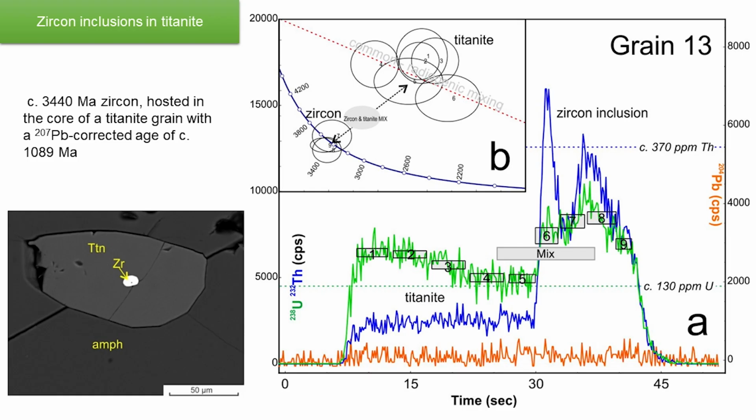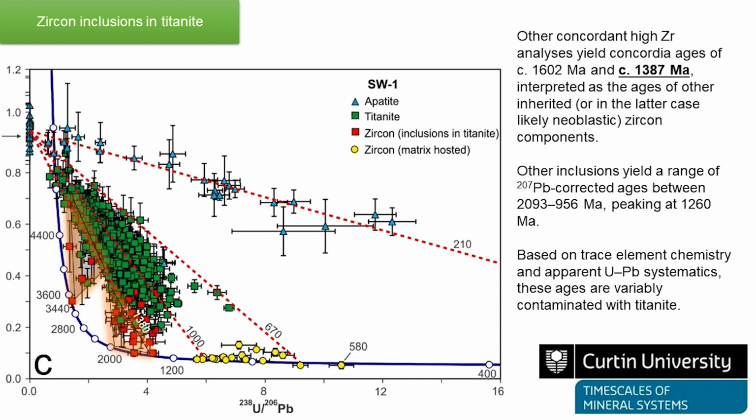So these are inherited crystals that have been incorporated within titanite. That titanite has shielded these grains from later re-equilibration in this dike. We can see a range of other ages within the zircon component, so those are highlighted in red.